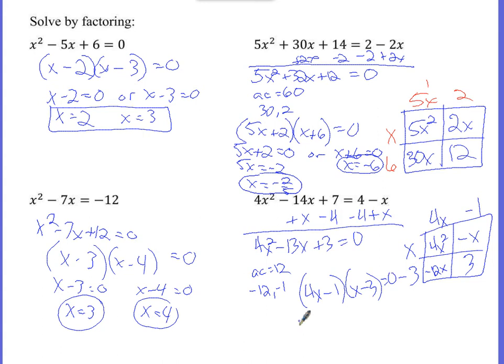Set them both equal to 0. Use the zero product property. 4x minus 1 equals 0, or x minus 3 equals 0. And then just solve for x. This one's easy. x equals positive 3.